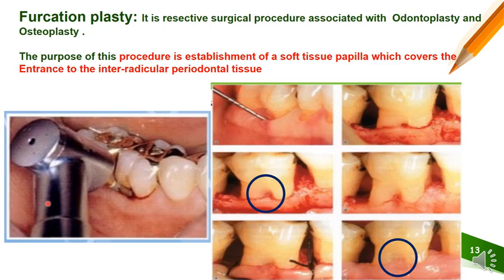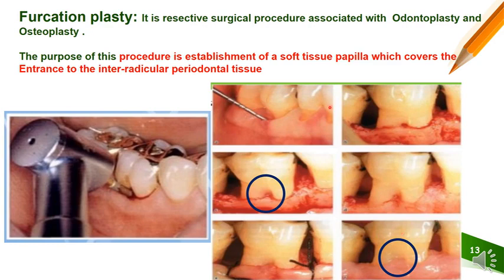Furcationplasty. It is a resective surgical procedure that is associated with osteoplasty and odontoplasty. Osteoplasty is the reshaping of bone, and odontoplasty is the removal of some tooth substance to widen the furcation area. The purpose of this procedure is to establish soft tissue papilla like this, which covers the entrance of the interradicular periodontal tissue.